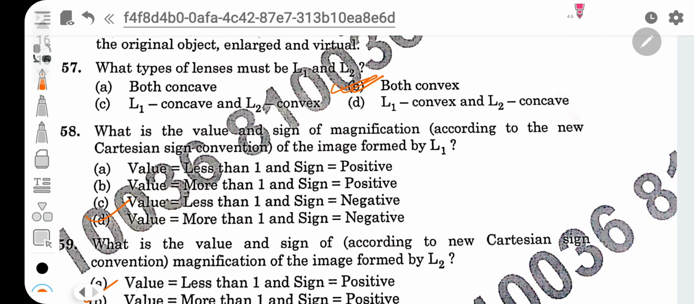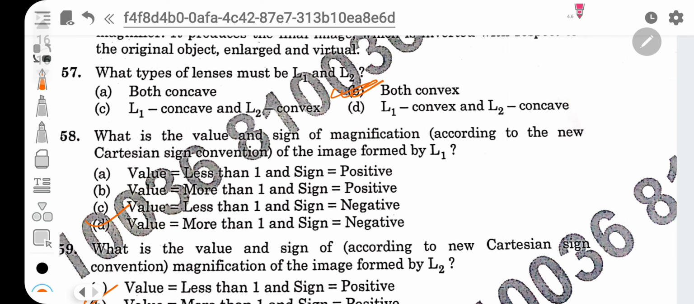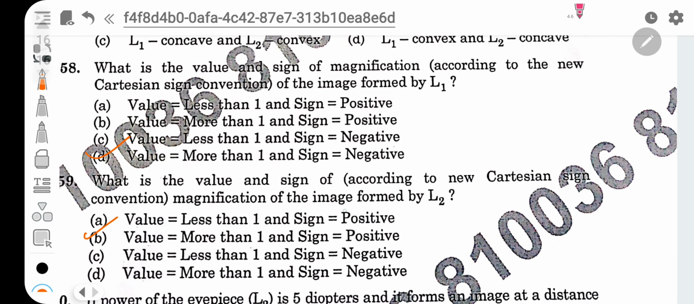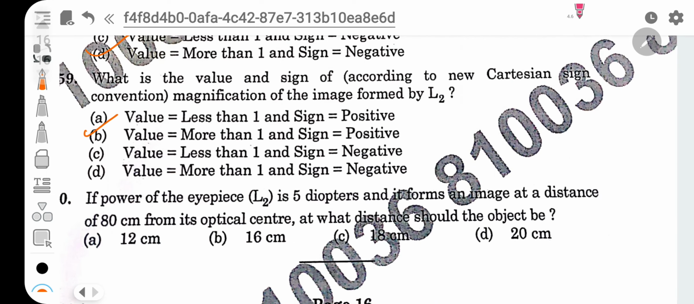What is the value and the sign of magnification, according to the new Cartesian sign convention, of the image formed by L1? The value will be more than 1 and the sign will be negative, because it is forming an enlarged image and it is a real image. What is the value and sign for the final image? The answer will be more than 1 and positive, because it is forming a virtual image and also magnified.